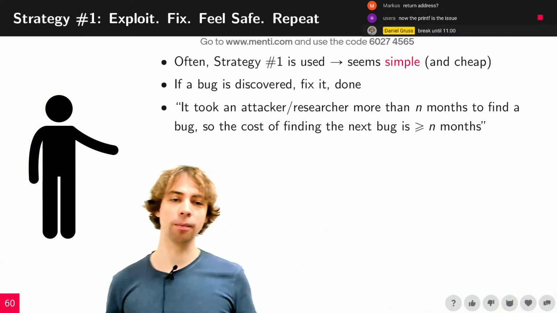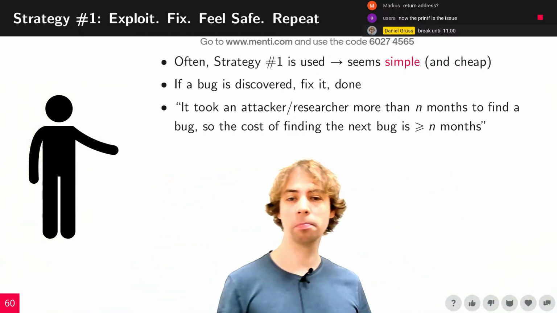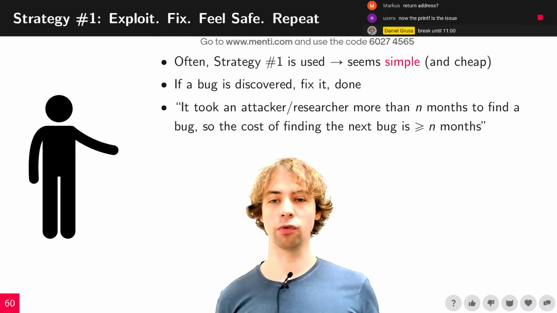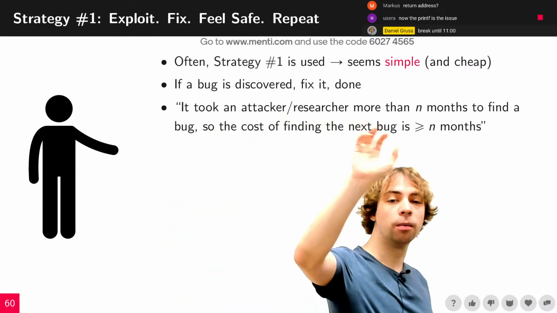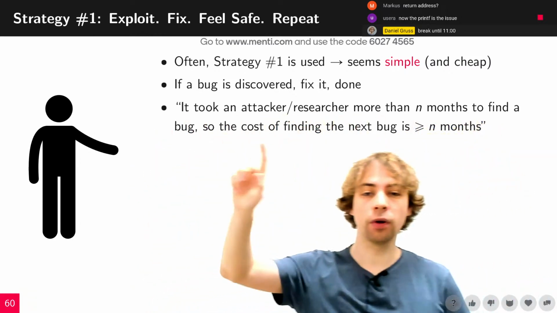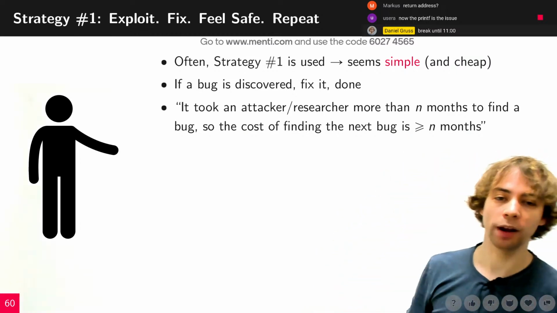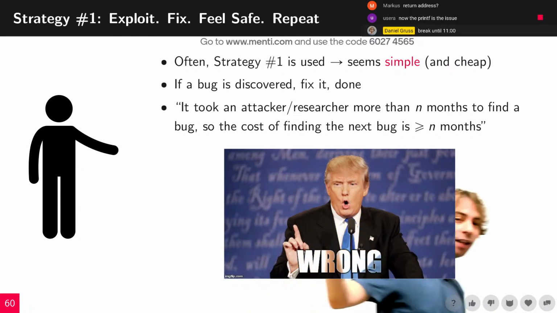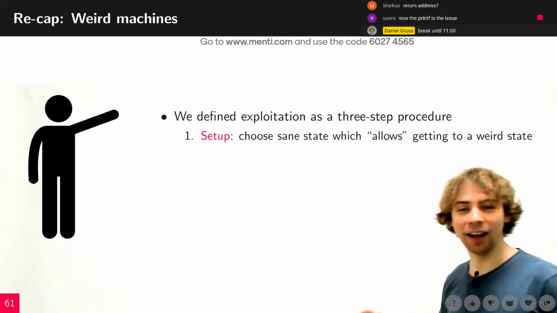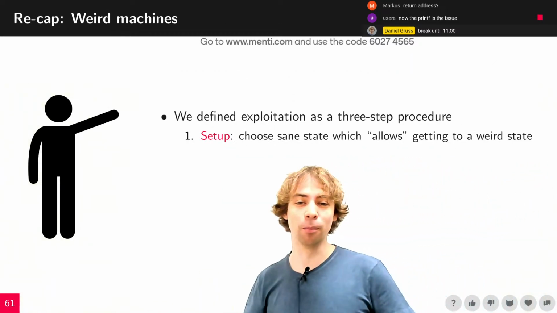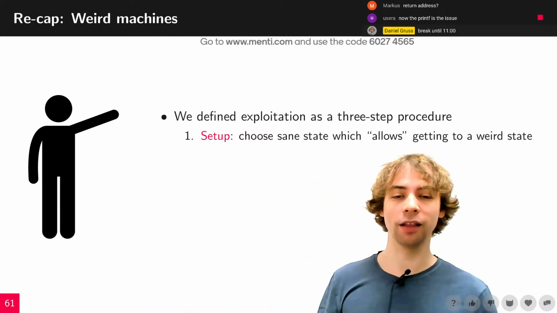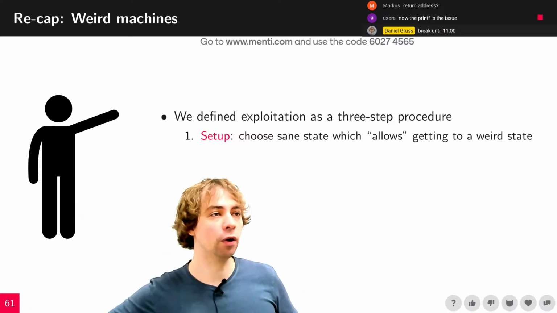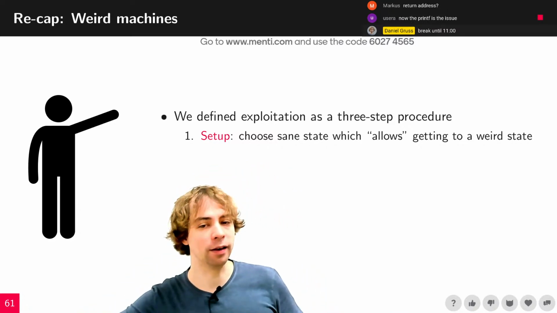And if you think about it, you can even reason about how difficult it is to exploit a program. It took an attacker or researcher more than n months to find a bug, so the cost of finding the next bug is greater or equal to n months, right? No, that's completely wrong, of course, because I might find more bugs, or if more people start looking, they might find more bugs. For instance, think about early 2020.